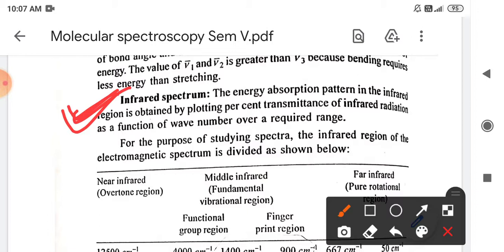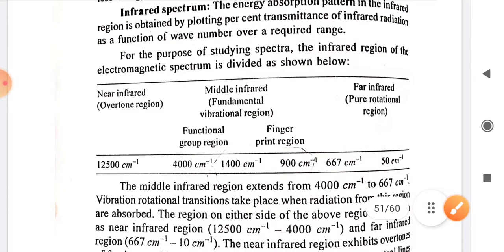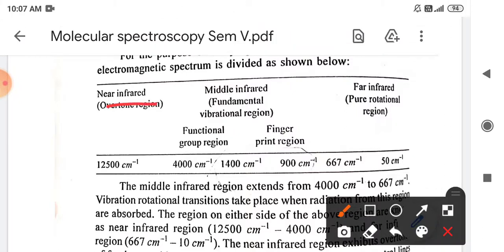Now the energy absorption pattern in the infrared region is obtained by what? Plotting the percentage transmittance of infrared radiation as a function of wave number over the required range. For the purpose of studying the spectra, the infrared region of the electromagnetic spectrum is divided into three parts. One is the near infrared, which shows the overtone regions. For the middle infrared we have the fundamental or basic region. Within that middle region we have the functional group region, and another one is the fingerprint region. These two regions are quite important.